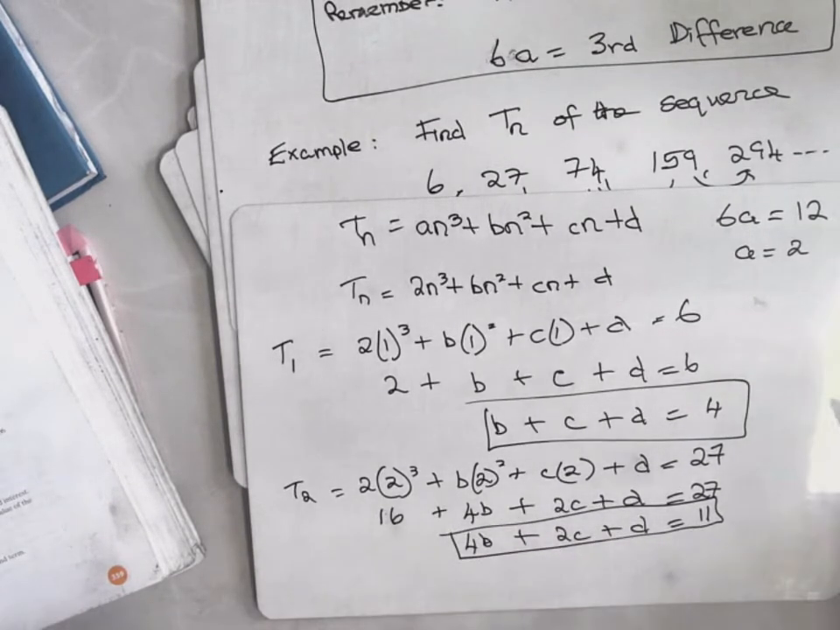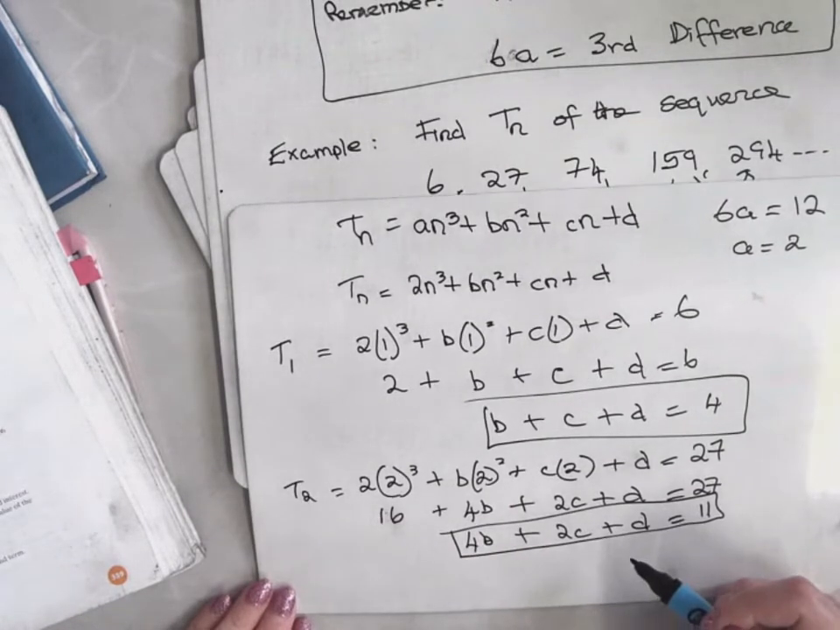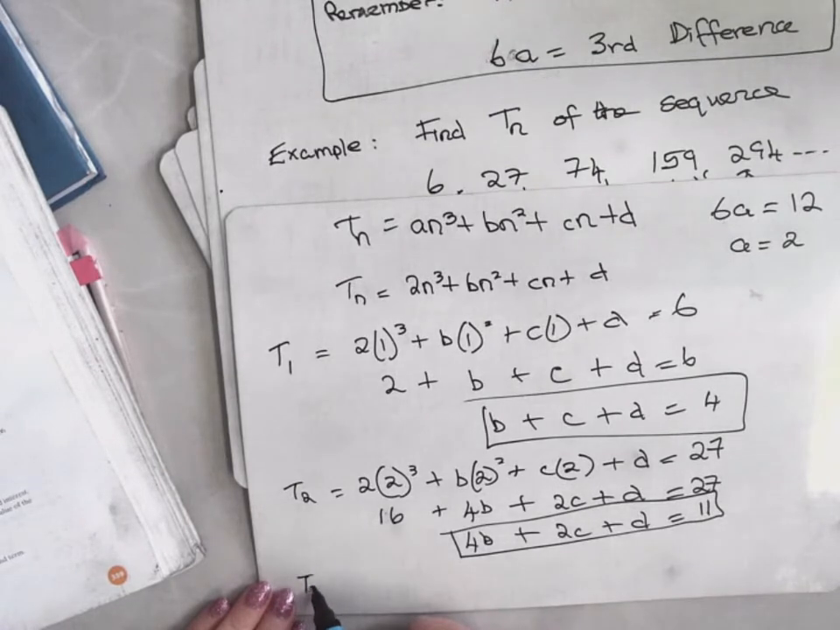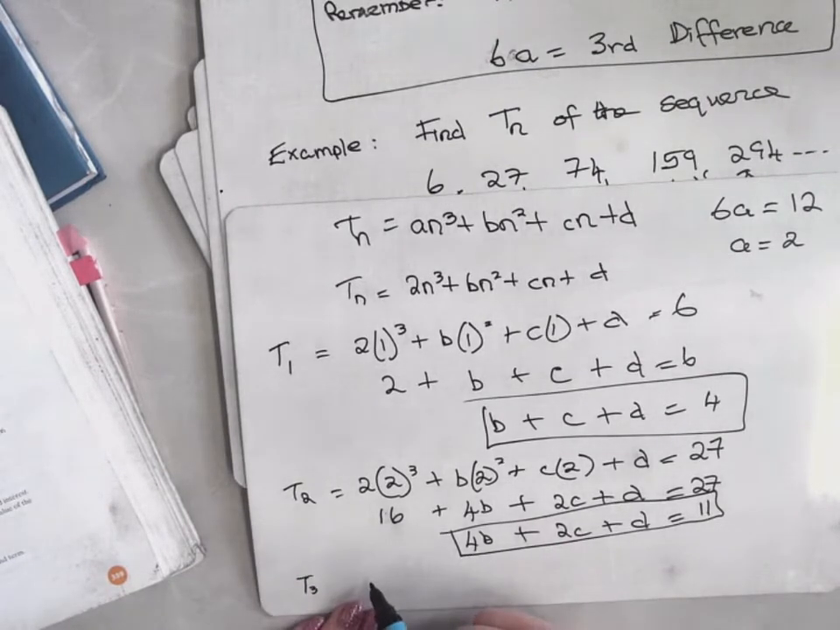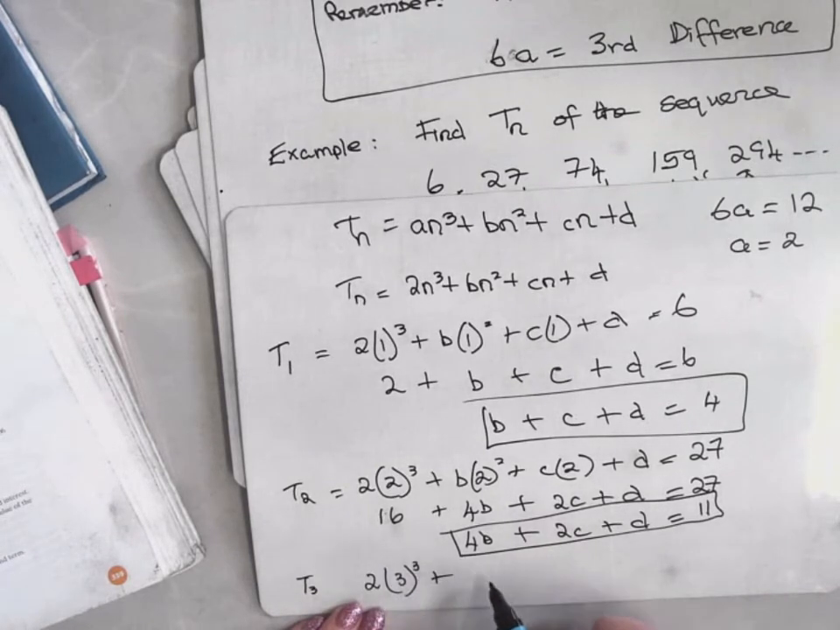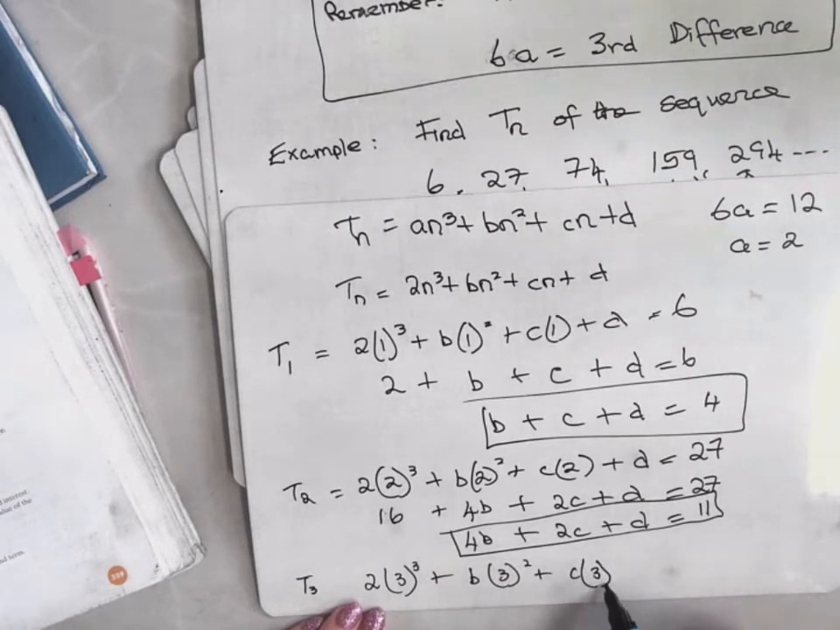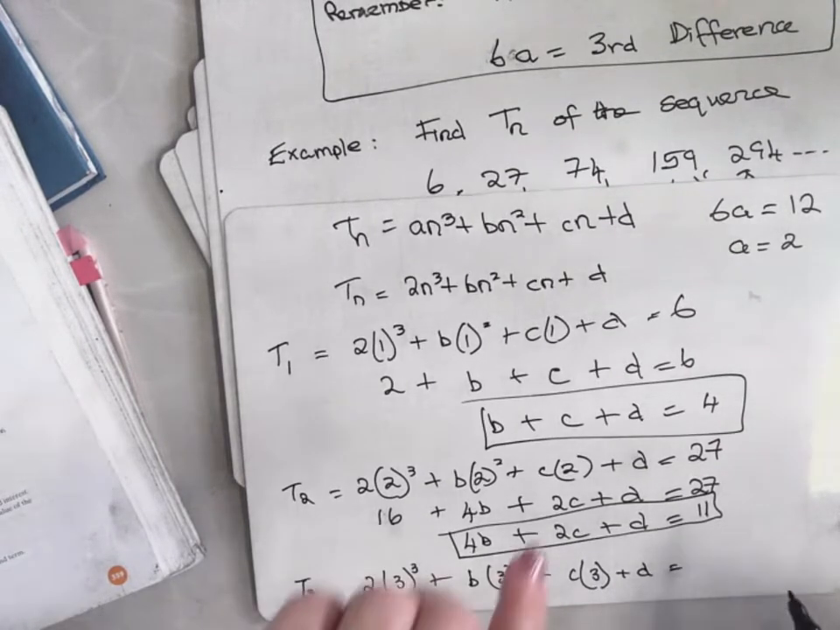There's the second equation. Now there are 3 unknowns, and 3 unknowns means you need 3 equations. How do you know to keep going? Because I don't know B, I don't know C, I don't know D, so I need 3 equations. If there were just 2 unknowns, you'd need 2 equations, but there are 3. So I have to go to term number 3, so everywhere I see an n, I put in a 3. So it's 2 times 3 cubed plus B times 3 squared plus C times 3 plus D, and term number 3 is 74.